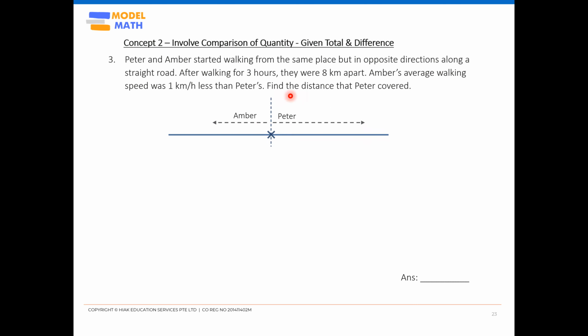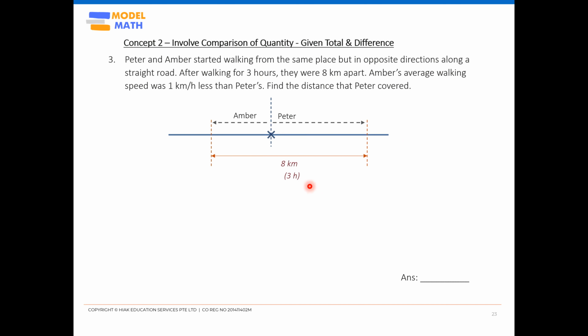Now, after walking for 3 hours, they were 8 kilometers apart. So after the 3 hours, this is Amber's final position. This is Peter's final position. So this distance, this whole stretch will be our 8 kilometers apart. And this is during the 3 hours. All right. Now, we have recorded the data in this manner. It'll be easier for us to observe what to do next.